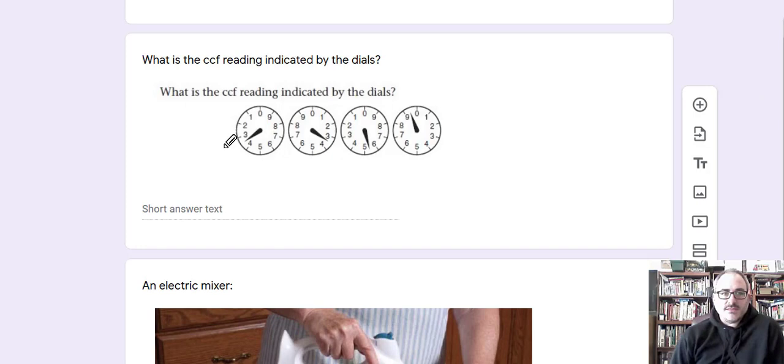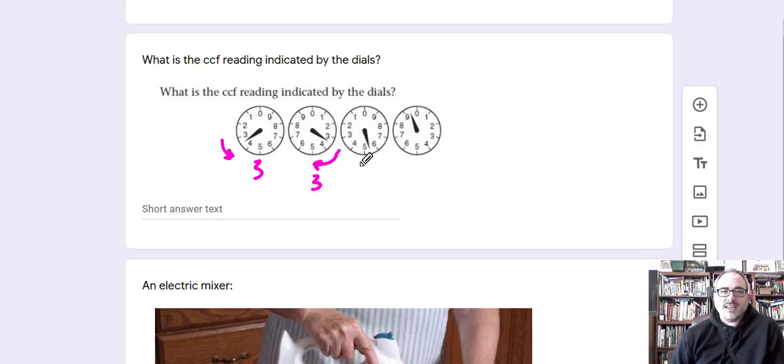I can see this one is moving this way. This goes from 3 to 4. I see it's not yet at the 4, so I say that's a 3, right? Take the lower of the two numbers. I can see this one is moving in this direction. It's not yet at the 4, so I read that as a 3.